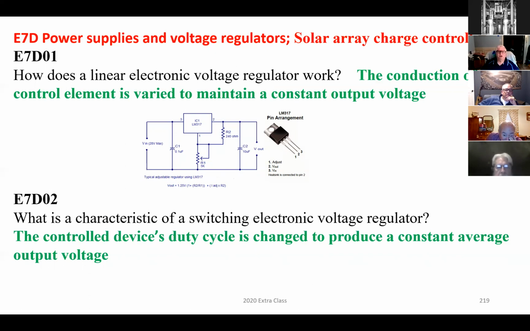All right, what is a characteristic of a switching electronic voltage regulator? The controlled device's duty cycle is changed to produce a constant average output voltage. Yeah, so with a switching voltage regulator, instead of having a single continuous straight line for your output, it's basically built up of little spikes very close together, and it averages out to the output voltage.